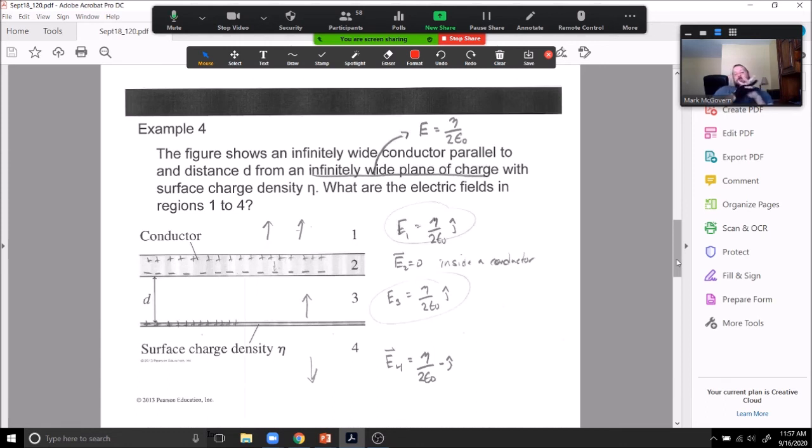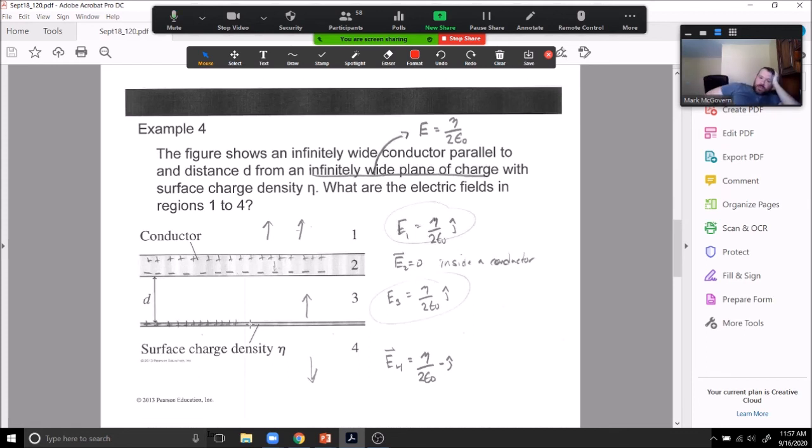All right, so we have an infinitely wide plane of charge, so it stretches out infinitely on either side, right? A conductor parallel to and a distance d away from an infinitely wide plane of charge. So this conductor here has a thickness to it, and then we have this flat one here. We want to know what the electric fields are in the different regions.